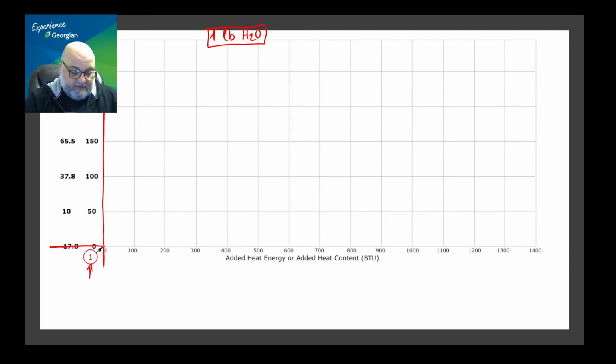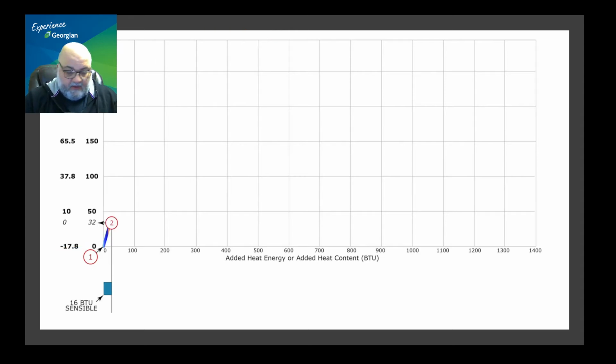The question is, what happens when we start adding heat to that 1 pound of ice that is at 0 degrees Fahrenheit? Sometimes I will not say ice, I will just say H2O, and you are supposed to know that H2O at 0 degrees Fahrenheit or 5 degrees or 15 degrees Fahrenheit is in the form of ice. Let's go and see what happens.